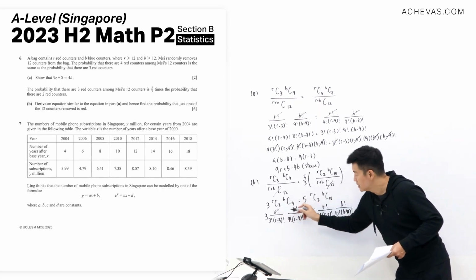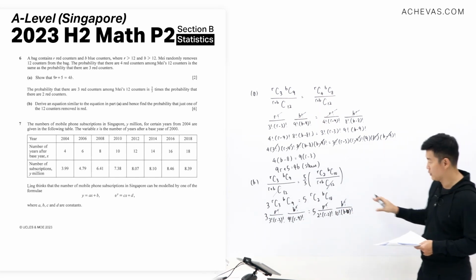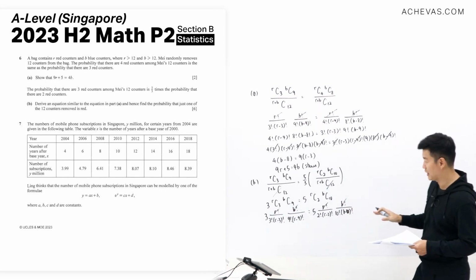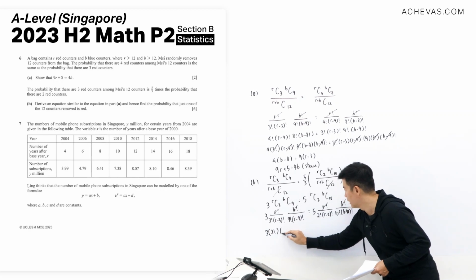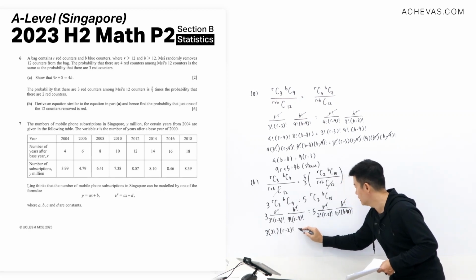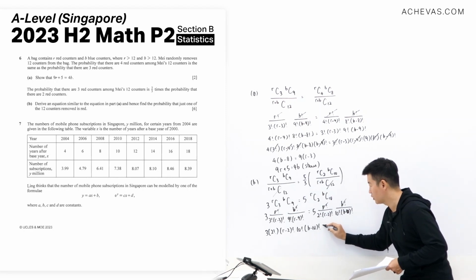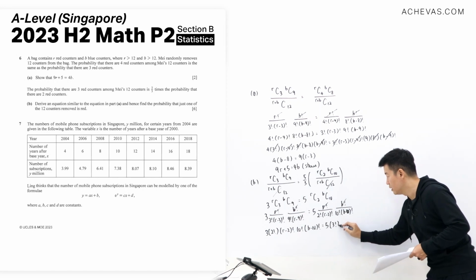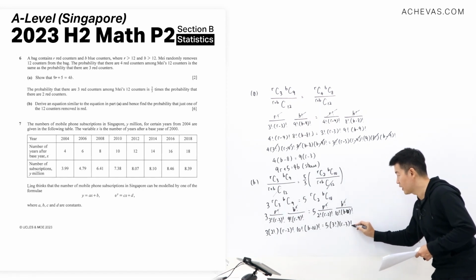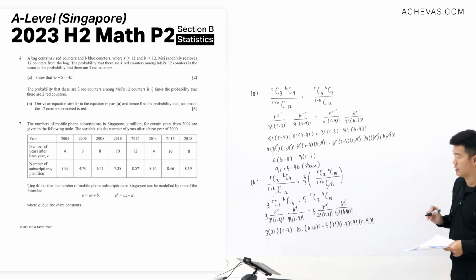So again, just like what we have experienced previously, they can be cancelled. We're going to do another round of cross multiplication. So this is going to be 3 times 2 factorial, then r minus 2 factorial, then 10 factorial, then b minus 10 factorial. It's going to be 5 times 3 factorial, then r minus 3 factorial, 9 factorial, b minus 9 factorial.